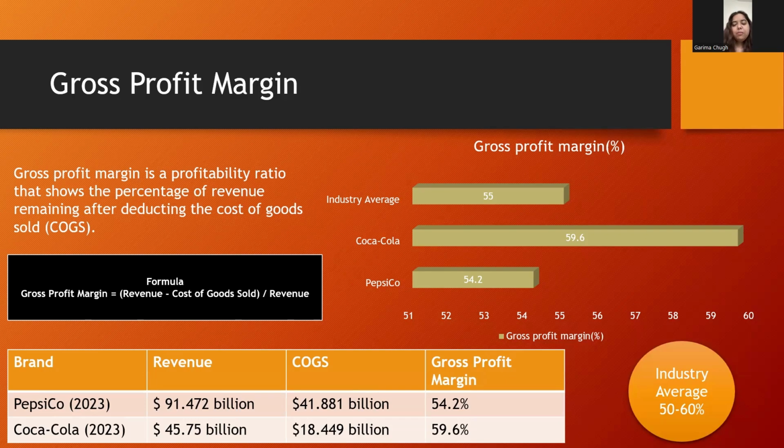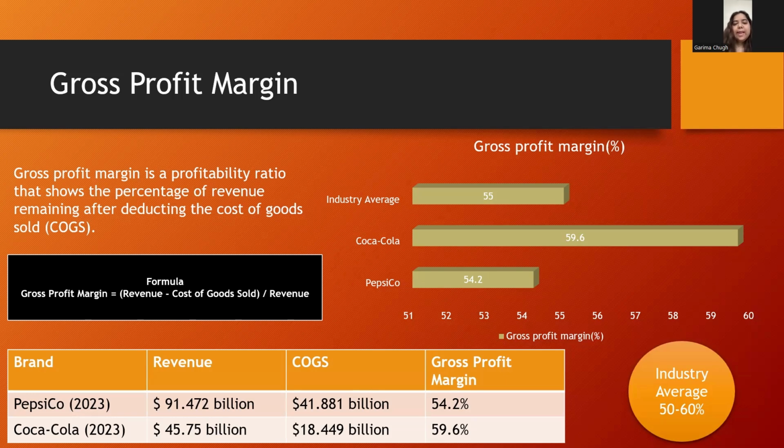To calculate gross profit margin, we use the formula of revenue minus cost of goods sold divided by the revenue of the company. Now, as we can see in the slide, PepsiCo's gross profit margin in 2023 is 54.2%, while Coca-Cola's is 59.6%. Coca-Cola outperforms PepsiCo and is also in line with the industry benchmark of 50 to 60%. The gross profit margin graph suggests that Coca-Cola has a higher margin than PepsiCo, and hence Coca-Cola has stronger pricing power and better cost management in its beverage production.